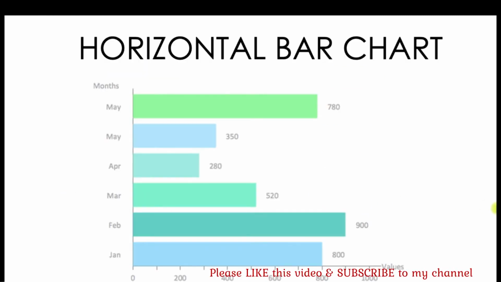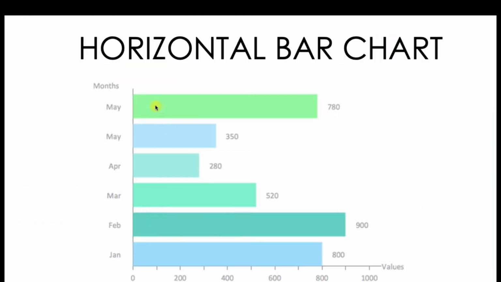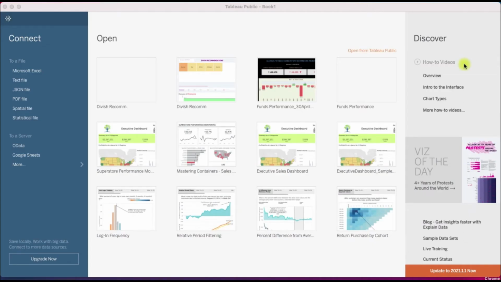First one is the horizontal bar chart. In a horizontal bar chart, if you see, this is your axis over here, and this is the discrete field over here. This is the columns, and the vertical thing is the rows. So for a horizontal bar chart, the discrete field has to be on rows and the continuous field has to be on columns, right? So now let's make the horizontal bar chart in Tableau.